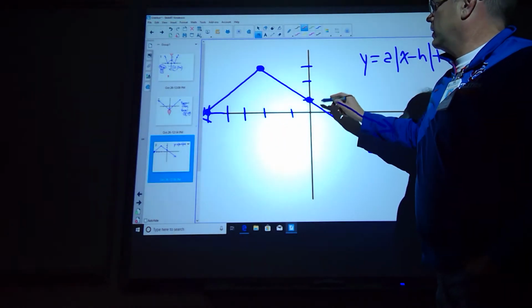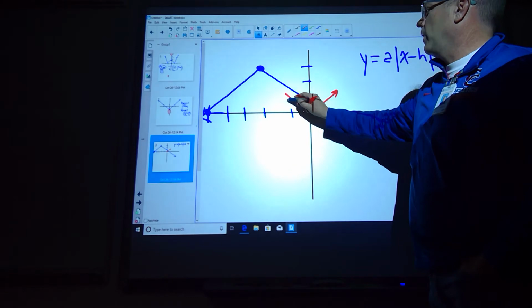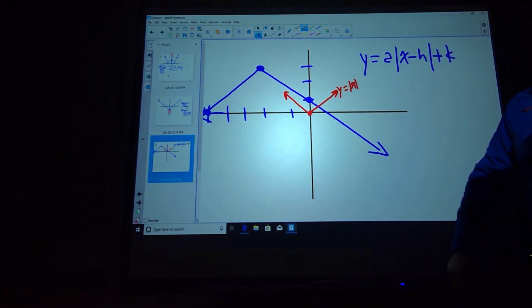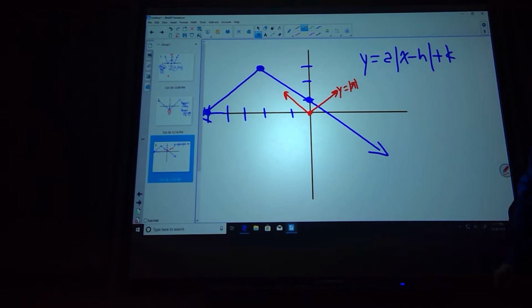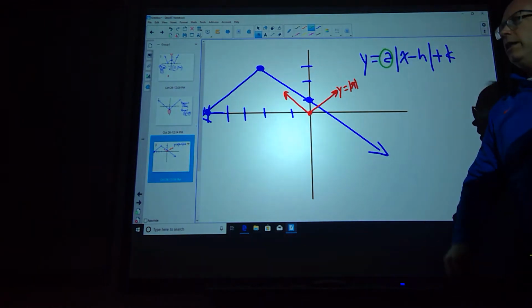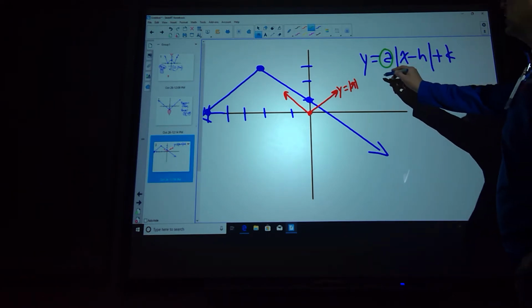So I know that this is the parent function, which is y equals absolute value of x. Agreed? So let's start figuring out a few things. What has to be right there because of the blue graph? What has to be there? And why? A negative. Perfect. So this has to be a negative.